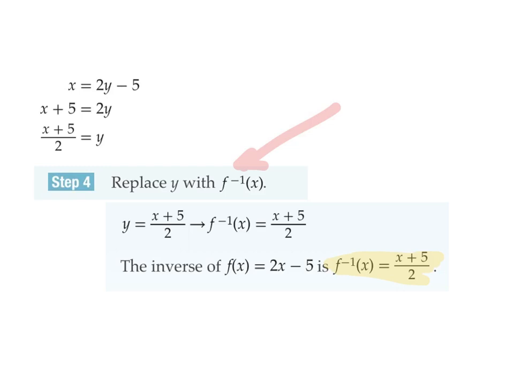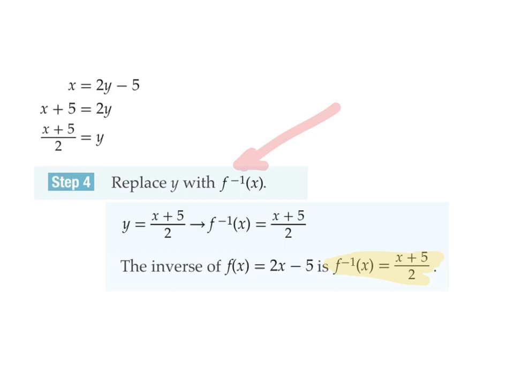So when we get to a quiz or test, make sure you replace the y with the f to the negative 1 of x notation. So in summary so far, we can find the inverse from a set of points. Just switch the x's and y's around. You can find the inverse from a function, from a formula, from an equation. Switch the x and y around, solve for y. That's the other kind of thing you're going to do.